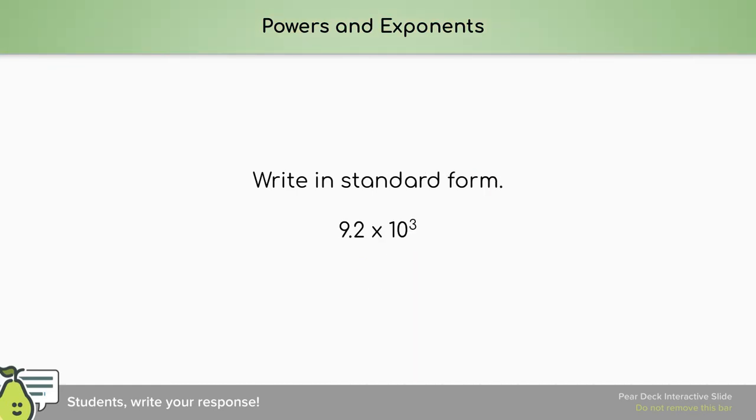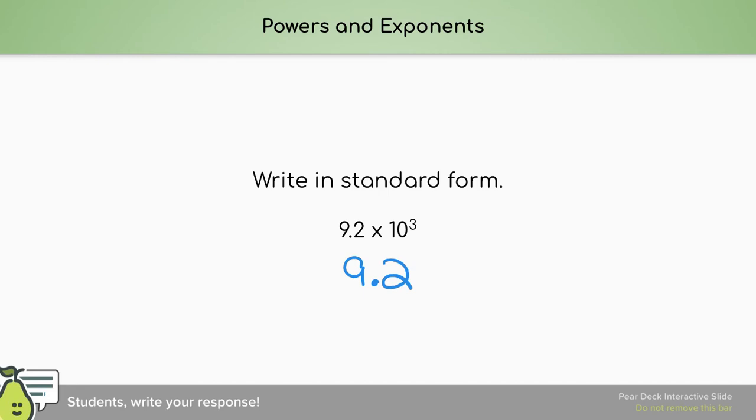Okay, now we're going to write a number in standard form. So standard form means it is going to be a number without exponents. So we have 9.2 times 10 to the 3rd. So we're going to write 9.2. And now we're going to move the decimal to the right, because it's positive 10 to the 3rd.